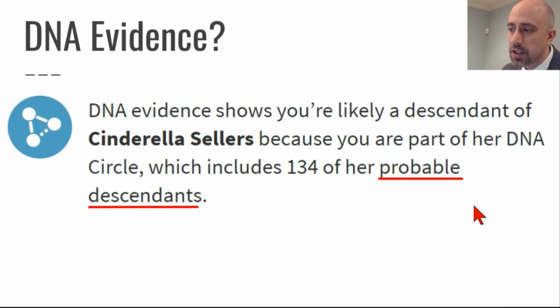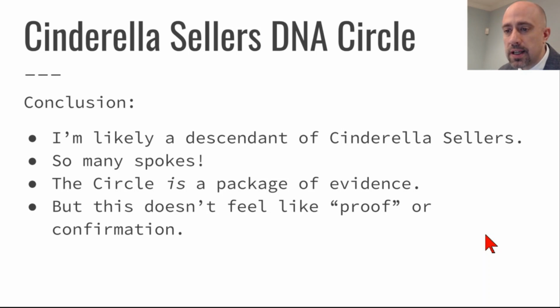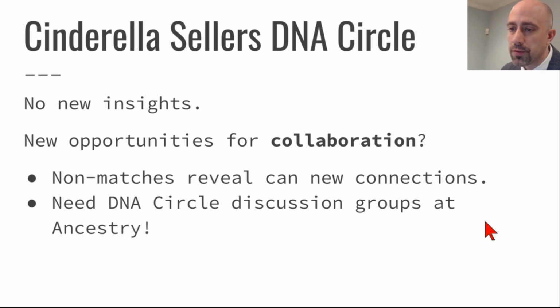So even if you see this information, think about whether it's really likely to be true. So with the DNA circle for Cinderella Sellers, I would conclude that I am a likely descendant of Cinderella Sellers. Kind of knew that before I had a DNA circle. There are so many spokes, the connections are so robust. I think the DNA evidence does reinforce the assumption that she is truly our ancestor. But I would say we kind of fall short of proof or confirmation with the DNA circle. I think we have to consider it to be an interesting tool, but not necessarily proof.